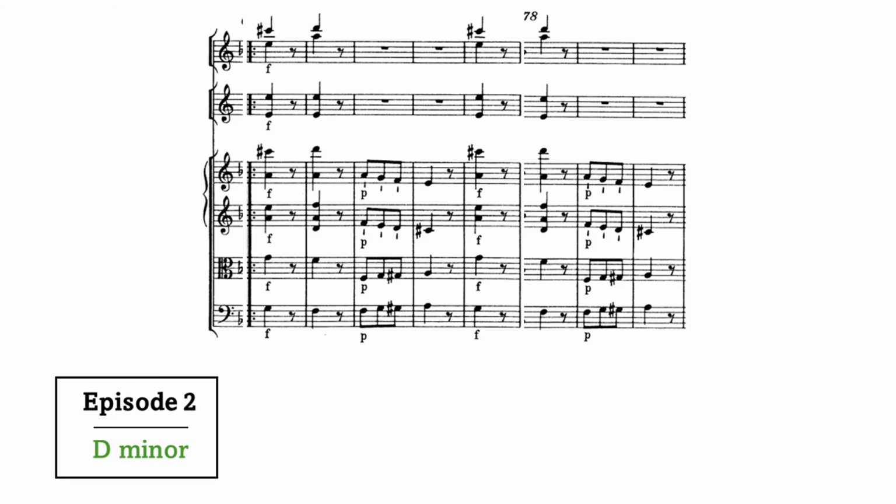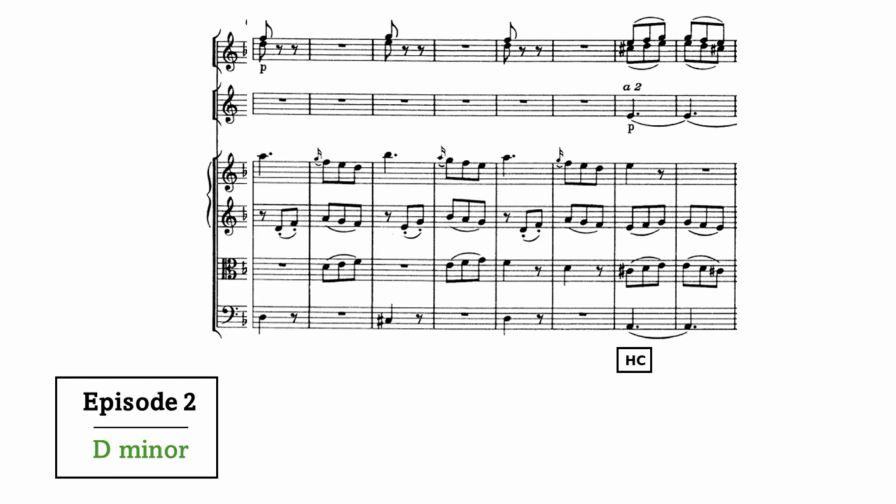Then it follows a brief contrasting middle section. And finally, the restatement of the initial theme, that now is artfully turned into a normative period.